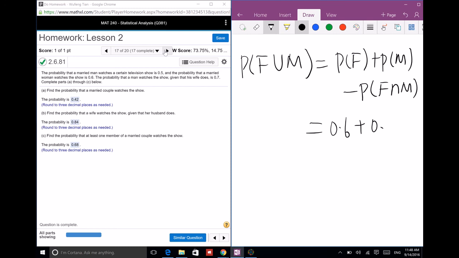P(F) is given as 0.6. P(M) is given as 0.5. And both watching together is given as 0.42. So the answer is 0.68. Okay.